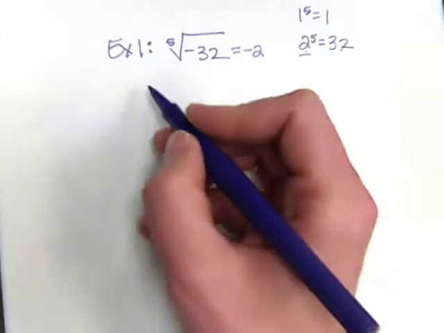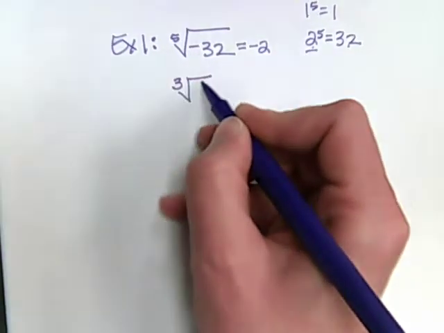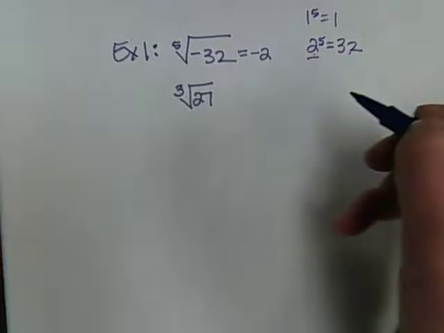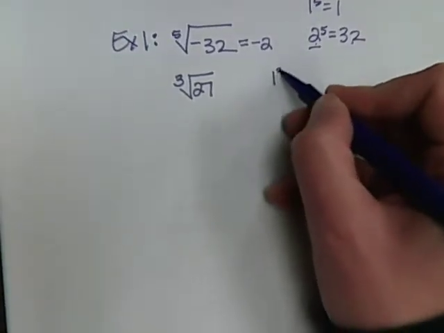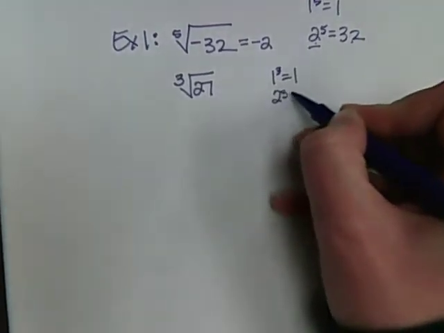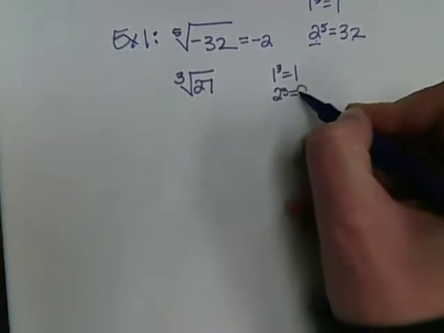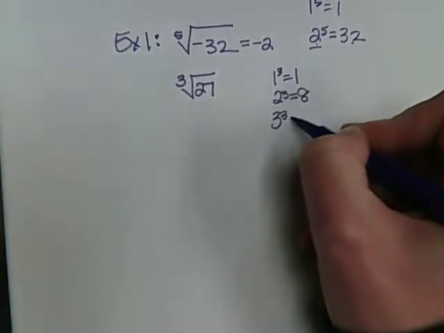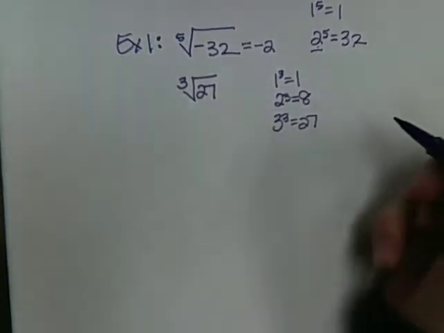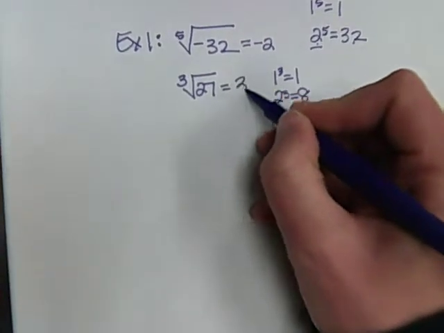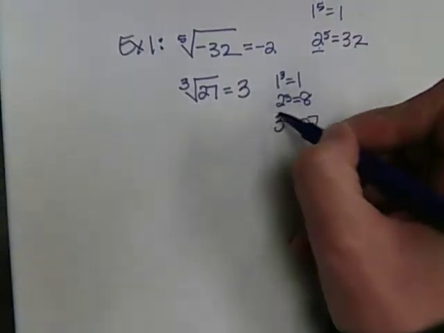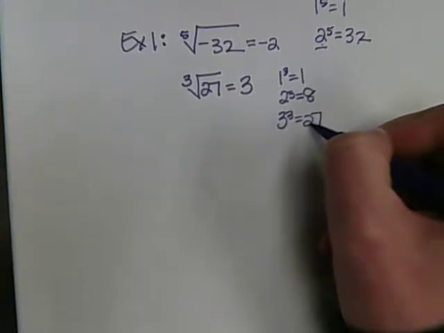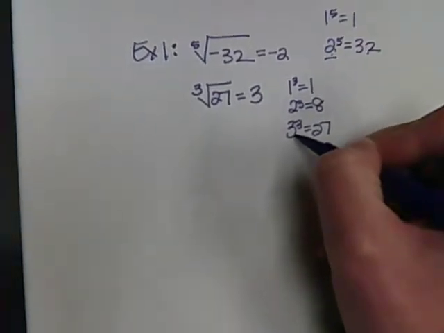Okay? The second one is the cube root of 27. Again, if I go through my perfect cubes, 1 cubed is 1, 2 cubed is 8, 3 cubed is 27. So my answer is 3. 3 cubed is 27, so the cube root of 27 is 3.